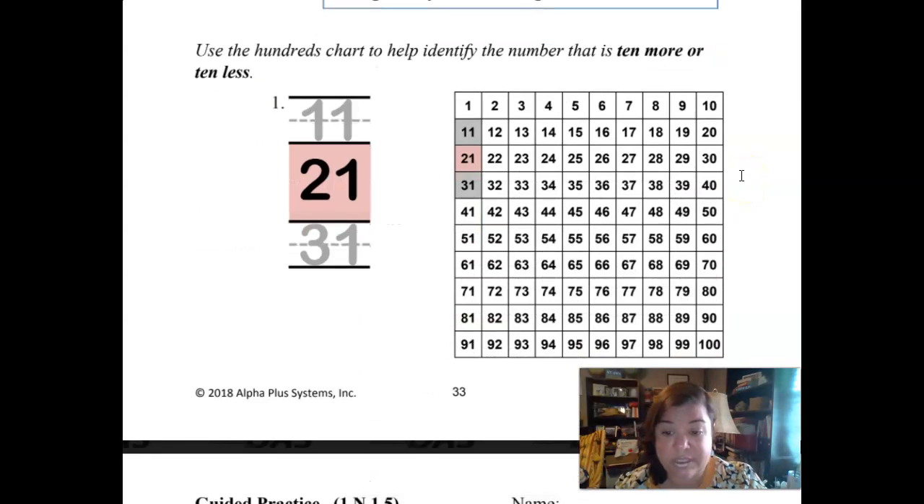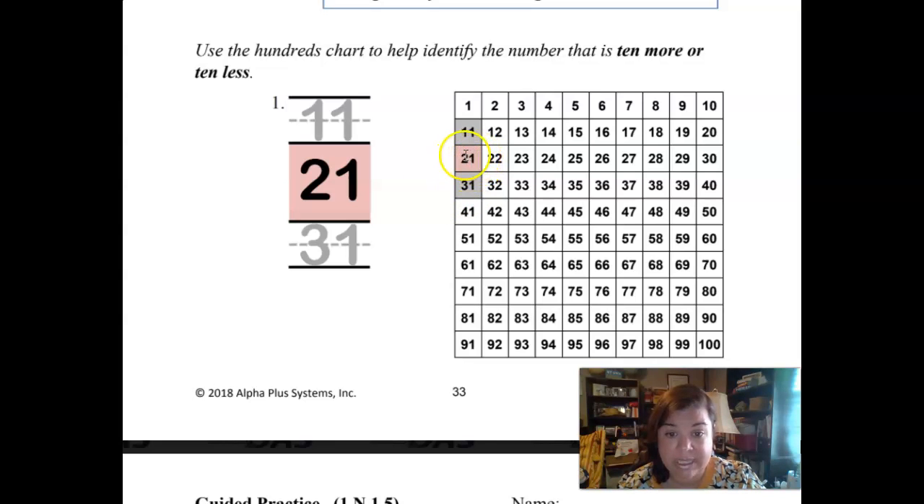So another way to do this is to use a hundreds chart. So look at this. A hundreds chart has 10 numbers in each row. If you've been practicing your skip counting, you know 10, 20, 30, 40, 50, 60, 70, 80, 90, 100. Each row has 10. So if we have the number 21, we know the one right above it is 10 less, and the one right below it is 10 more because each row has 10 in it.